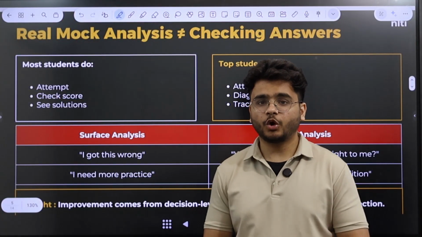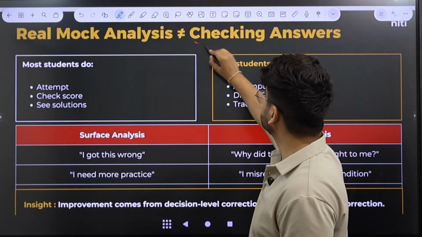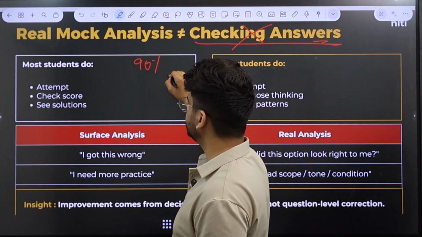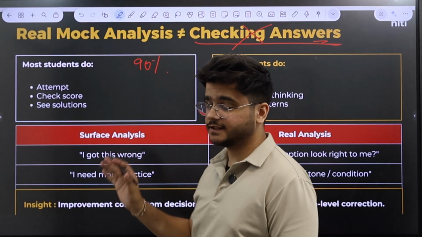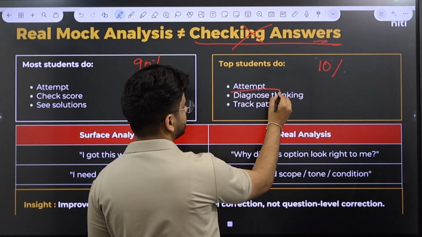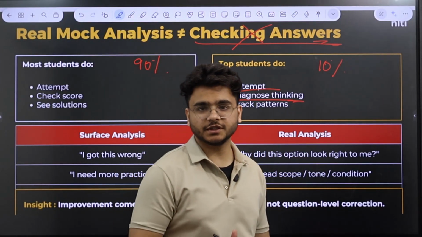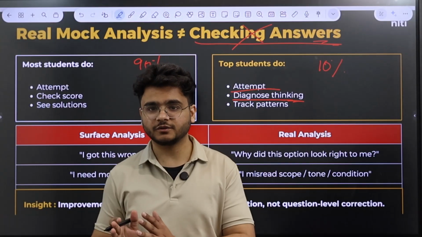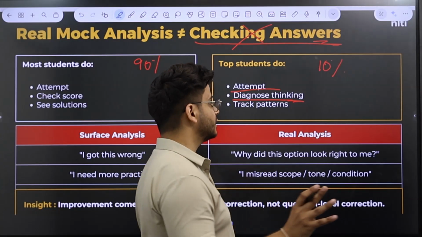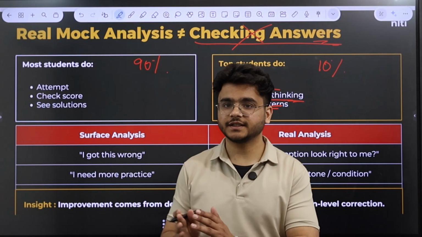Now talking about the mock analysis, how to do it and how toppers do it. Mock analysis is not just checking answers. Most of the students, 90% of the students, just attempt, check their score and see the solutions. But what the top 10% do, they attempt the mock and diagnose their thinking process. Why did I attempt this question if I wasn't sure? Why did I choose this particular option? Why did I fall for this trap? They diagnose their thinking process and then they track patterns. They track their own patterns of attempting the exam.